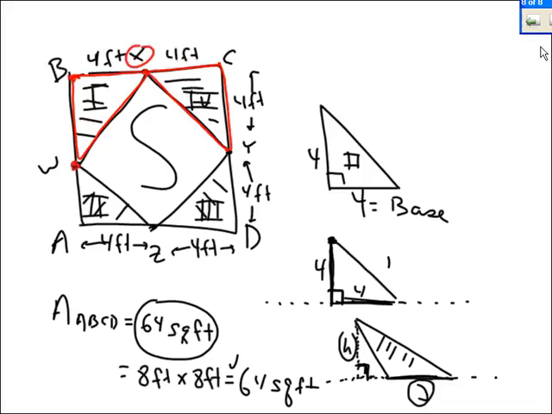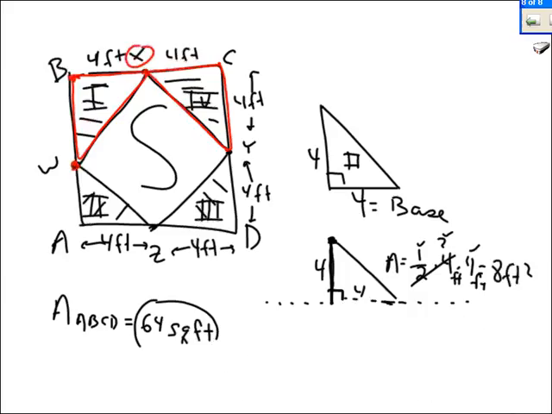And the base is 4. The area is 1/2 the base times the height. 2 goes into 4 2 times, so 1 times 2 times 4 is 8 square feet. Because this was 4 feet and that was 4 feet, feet times feet is square feet. Each of those triangles is 8 square feet.